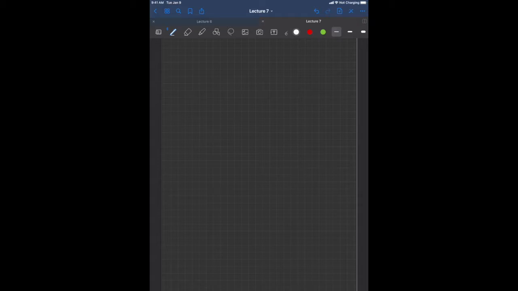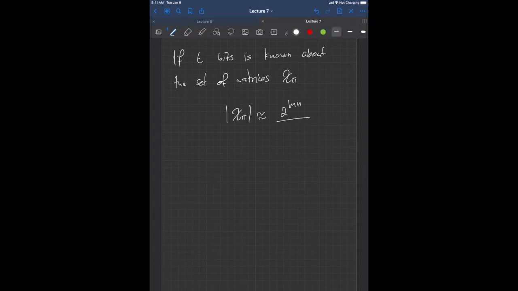So the first one we want to say is that, suppose we have a set X. This is the property that we wanted: if t bits are known about the set of matrices X, this would be equivalent to saying that the cardinality of X is at least roughly 2 to the maximum possible divided by 2 to the t.